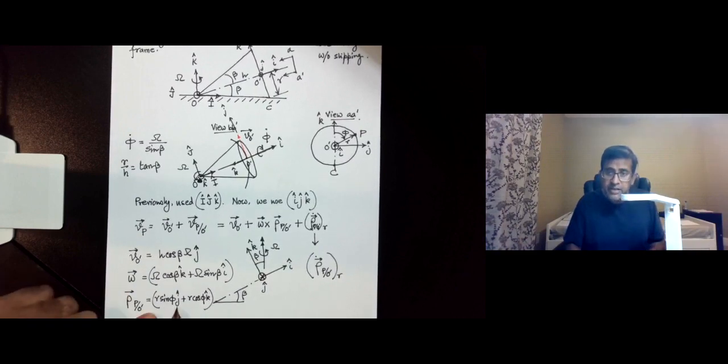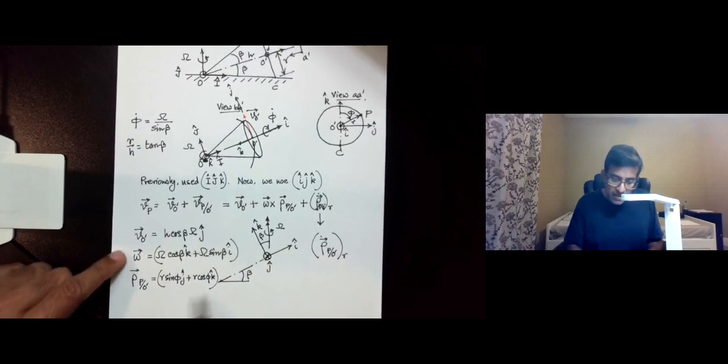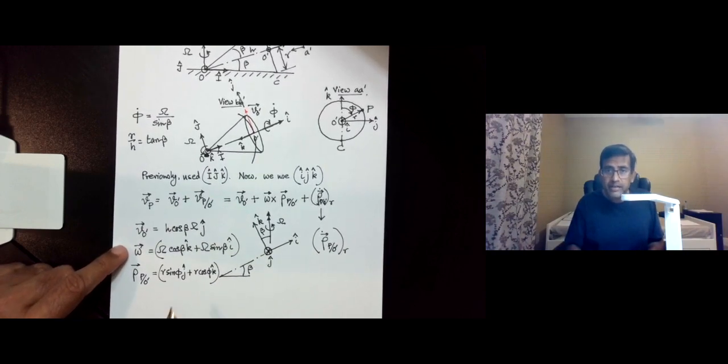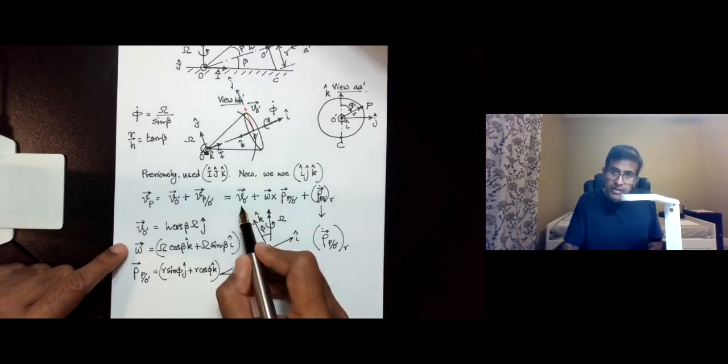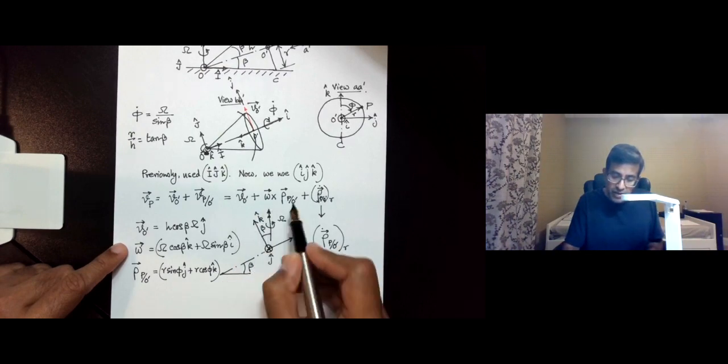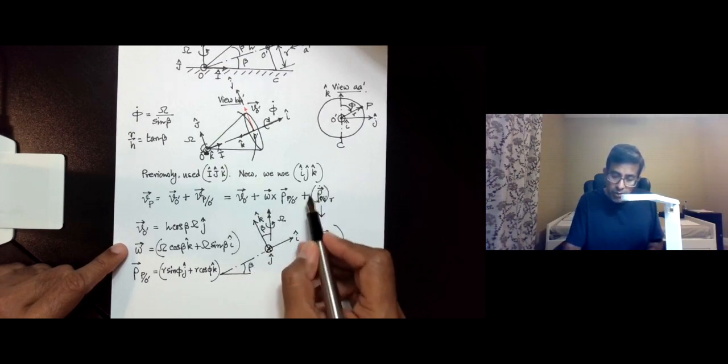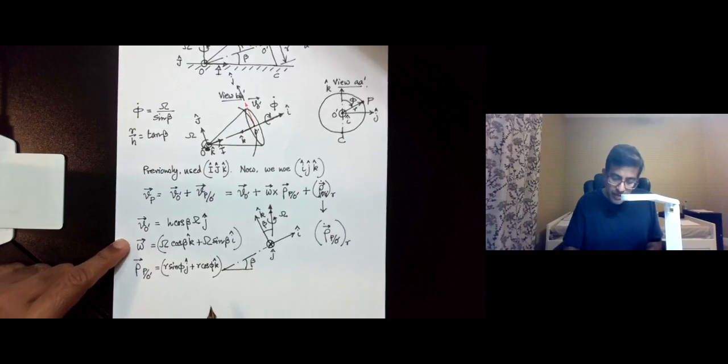So r sine phi j plus r cosine phi k, that's the vector p with respect to O prime. Okay, so we have figured out this vector, this one. Now all we are left with is this vector.